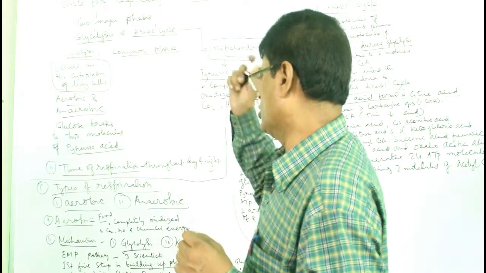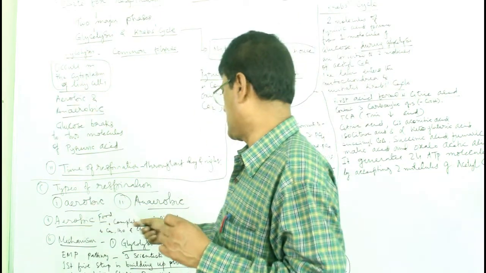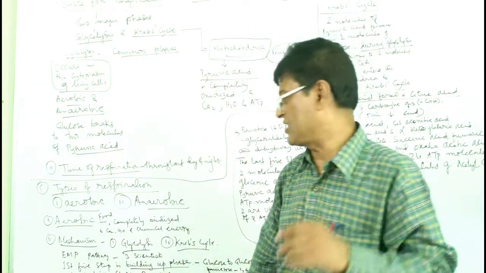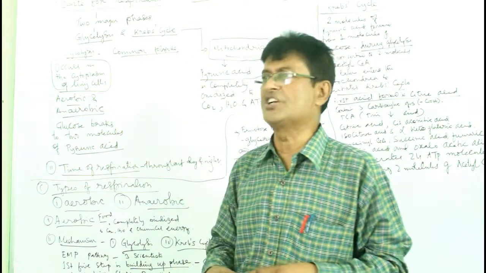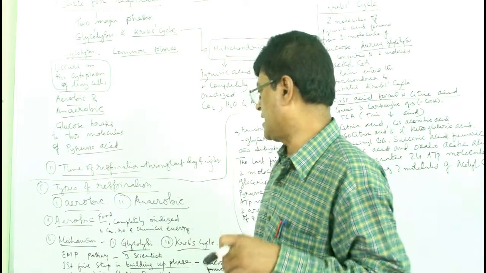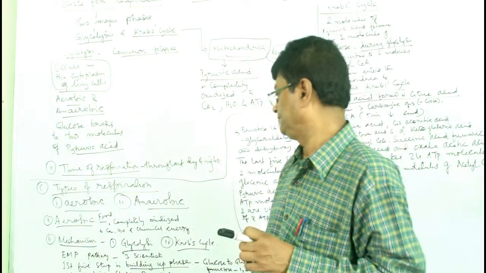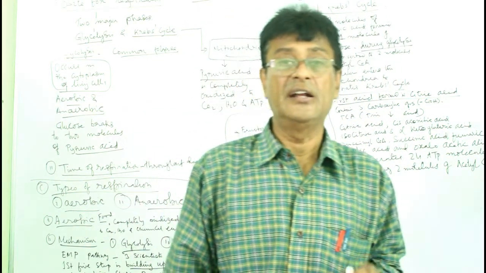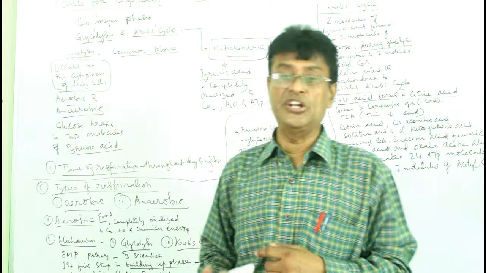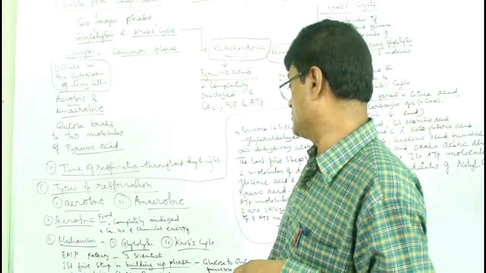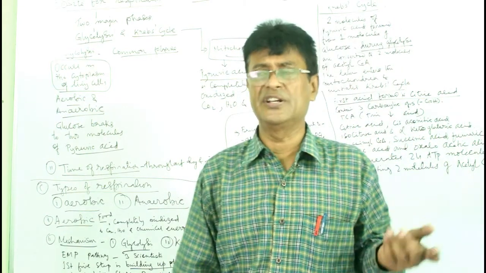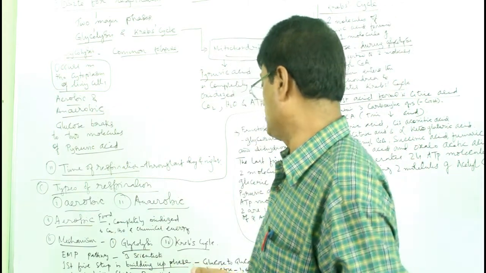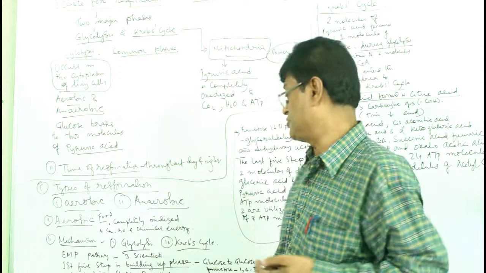Now, as I told you, there are two types of respiration, aerobic and anaerobic. First, what is happening in aerobic respiration? Food is completely oxidized to carbon dioxide and water and some molecules of chemical energy, obviously in the form of ATP, and that comes out. So carbon dioxide, water and chemical energy.